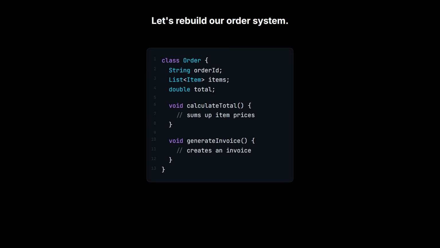Let's rebuild our order system with composition. First, strip the order class down to what it truly is, just data. No abstract methods, no assumptions about how it gets delivered. It just represents an order in memory.